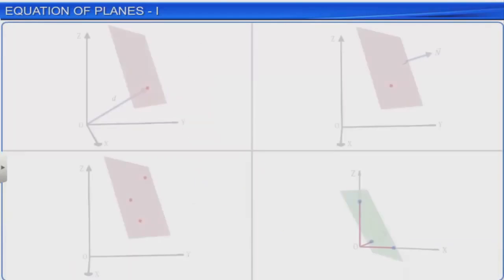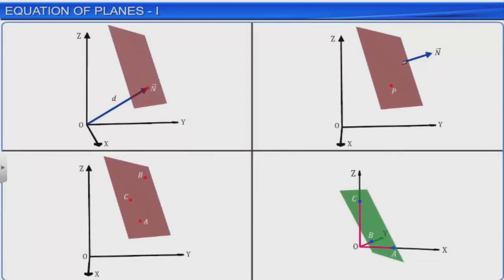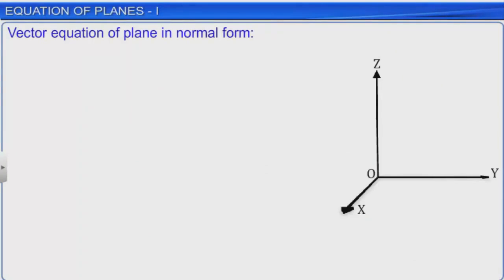In this module, you will learn about the normal form of the equation of a plane and the equation of a plane passing through a given point and perpendicular to a given vector. Let us start with finding the vector equation of a plane in normal form.